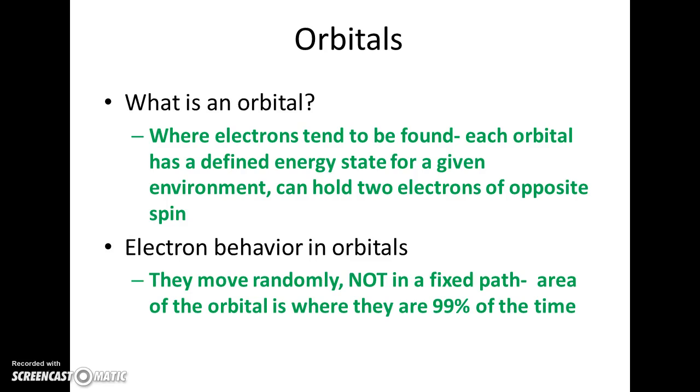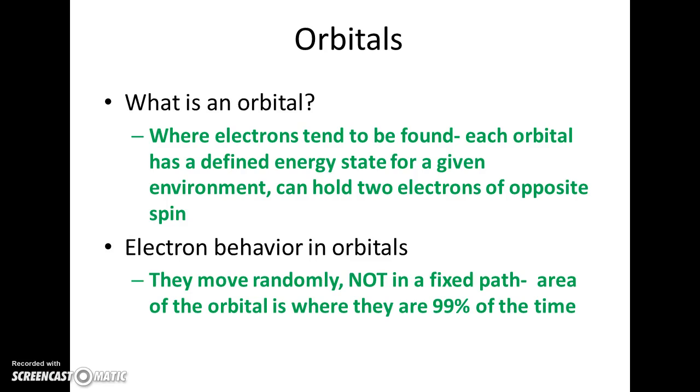Each orbital has a defined energy state for a given environment and can hold 2 electrons of opposite spins. So we just talked about how 2p can hold 6 electrons. So the 2p sublevel can hold 6 electrons. So that must mean that there are 3 2p orbitals: 2px, 2py, and 2pz.